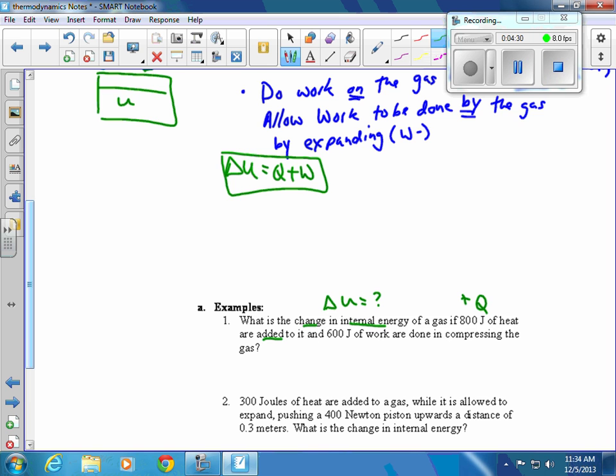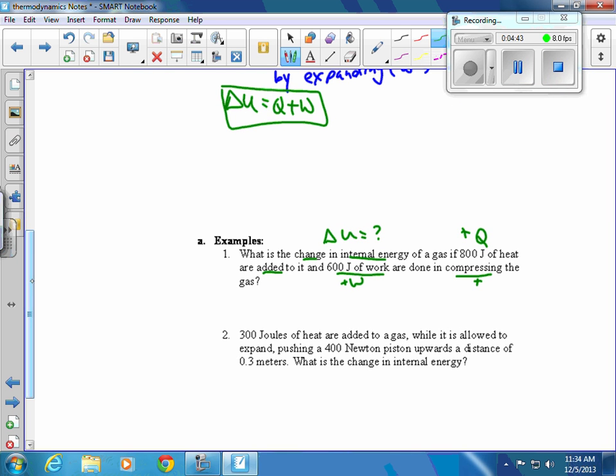And then 600 joules of work, so this is work. I've got to figure out the sign for work. Now, if it's compressing, we know that work is positive, so this is going to be positive work. Now I look at my equation, delta U equals Q plus W, and I get delta U is plus 800 plus 600. Altogether, I get delta U is plus 1,400 joules. So I'm heating up the gas by adding heat, and I'm heating up the gas by compressing it. Those two together are making its internal energy rise by 1,400 joules.